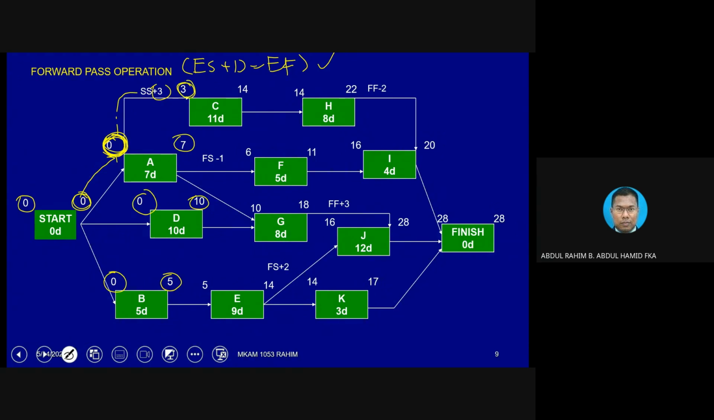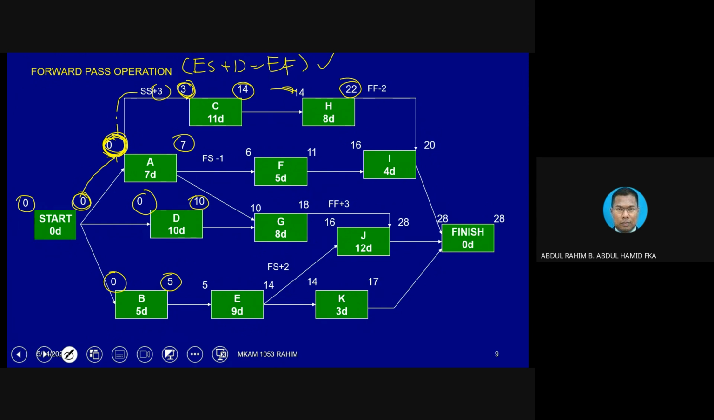This is how the lag value will influence the calculation. Okay, so A and C, they basically do not start at exactly the same time. C will start a little bit late by 3 days. Okay, so that is what the lag is all about. So when we already know C starts at day number 3, day 3 plus 11 equivalent to 14. Okay, then for H, transfer here, 14 plus 8 equivalent to 22. So now we already completed until H.